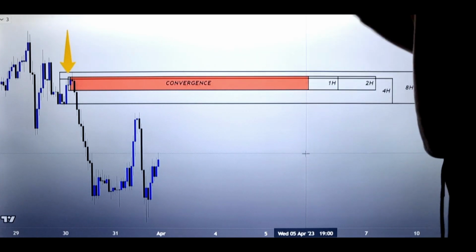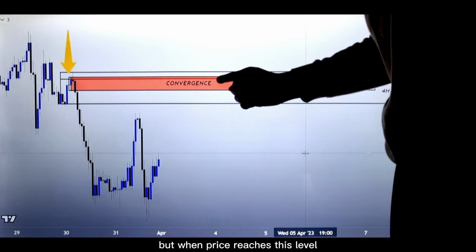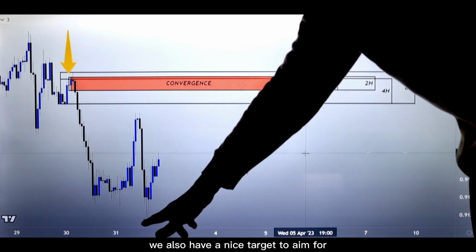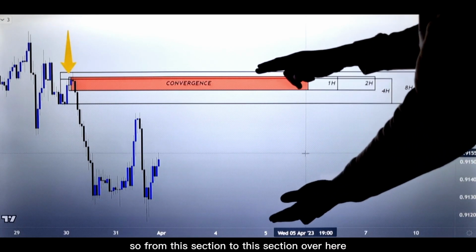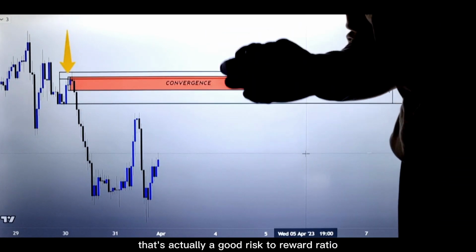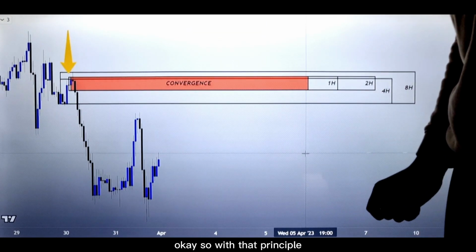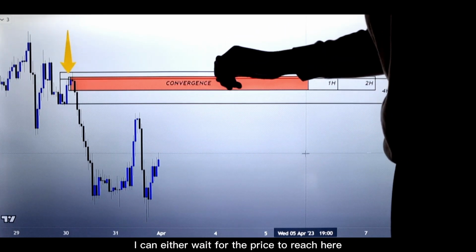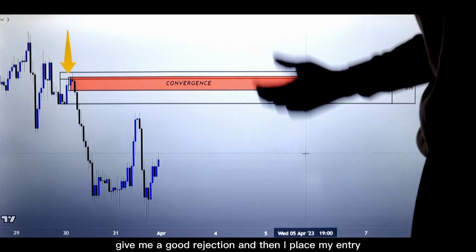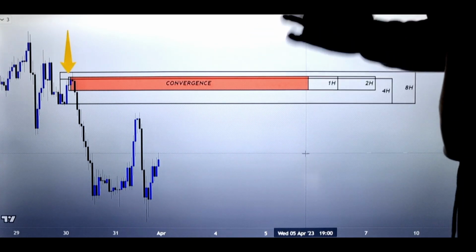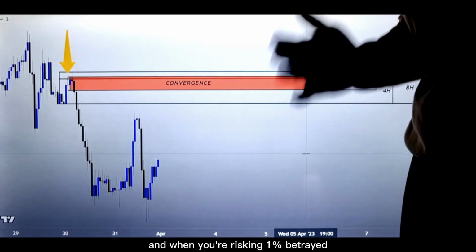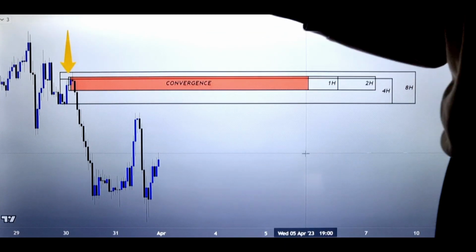That's not an issue. But when price reaches this level, we also have a nice target to aim for. So from this section to this section over here, that's actually a good risk to reward ratio. Okay, so with that principle, I can either wait for the price to reach here, give me a good rejection, and then I place my entry, or I just set the target, put a sell limit and leave the chart. Either way, I'm prepared. I'm only risking 1% per trade. That's not an issue. Let's do this.